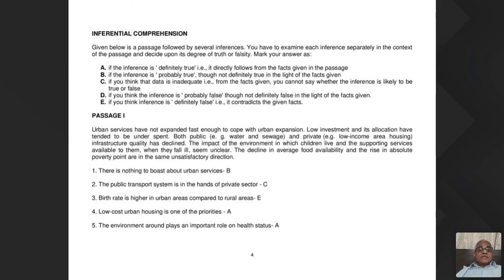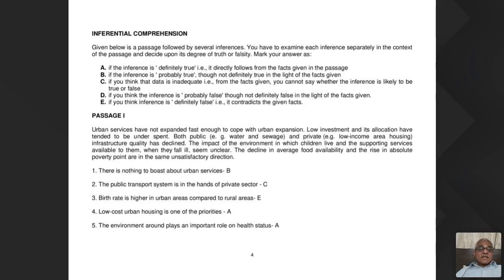Then if you think the data is inadequate, like statement number 2, the public transport system is in the hands of the private sector. This is something that is neither directly mentioned in the text nor denied by the text. Maybe there is an indirect reference or inference that you can make. So in such cases, you safely say data inadequate.